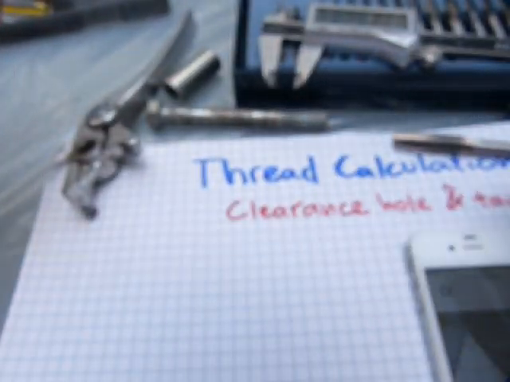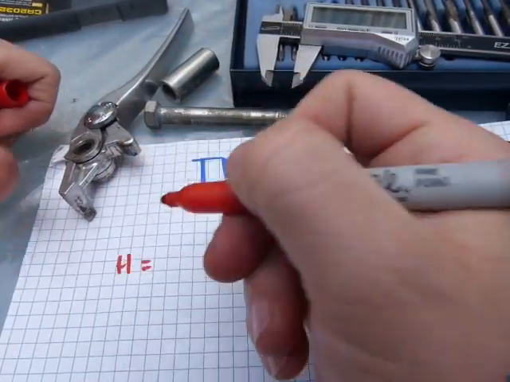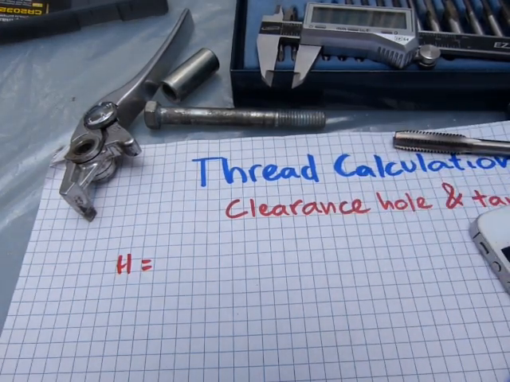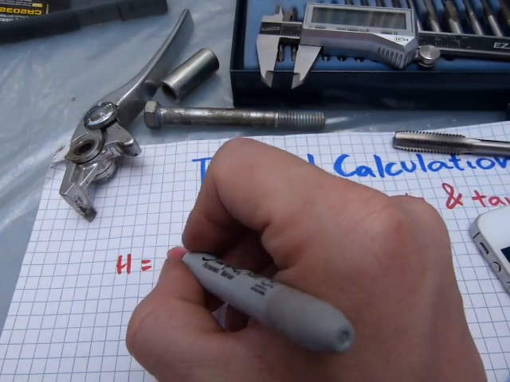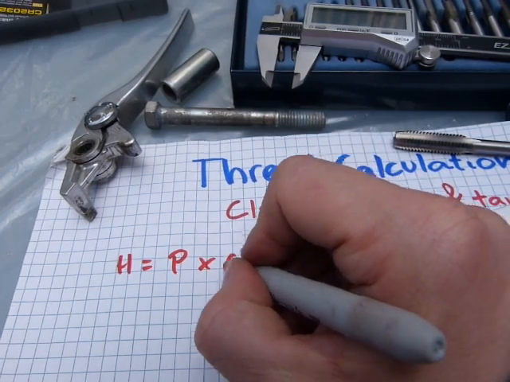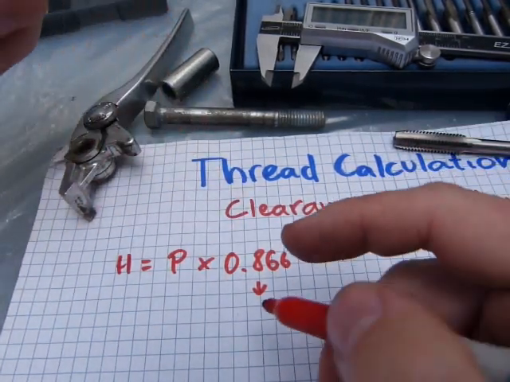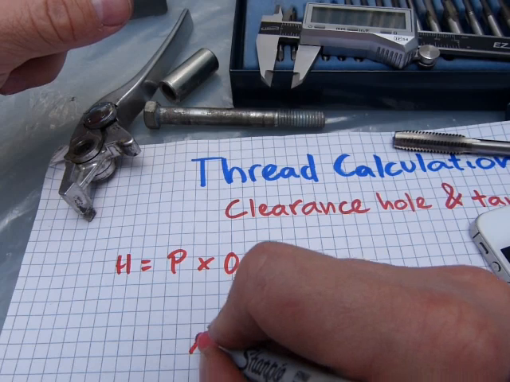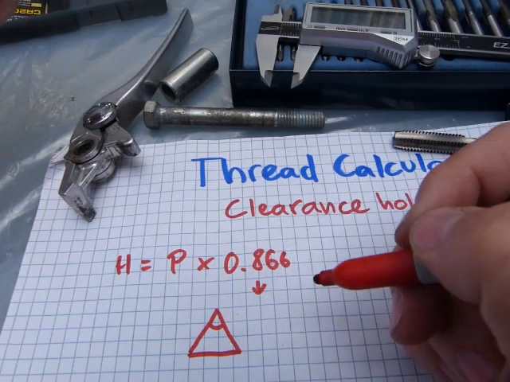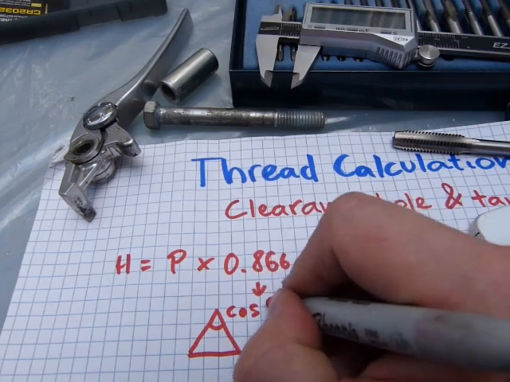So to do this, you need to calculate the height of the thread, but you don't have it. But you can calculate it, because it's a 60 degree thread: you take the pitch and you times it by 0.866. That number is intrinsic to this triangular thread. This is a 60-60-60 equilateral triangle, and that 0.866 is cosine 30.